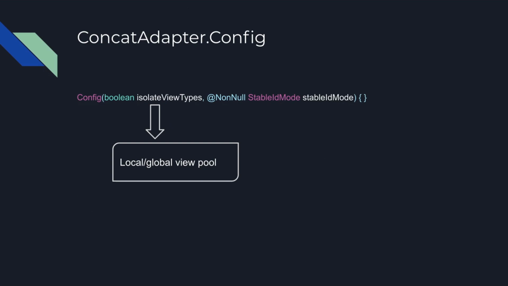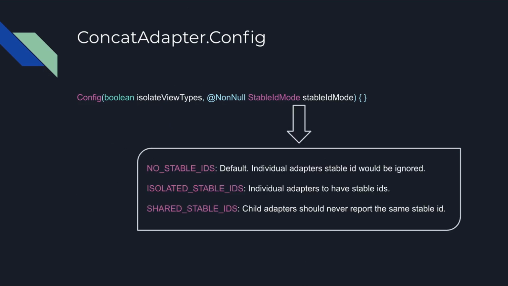And if you have a requirement where the list view holders are the same and you want to reuse them, then pass config as isolate view type false, and you're good to go and you'll gain some performance benefits out of it. Let's look at the second, stable ID mode.